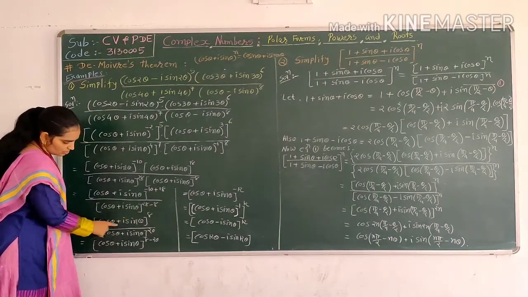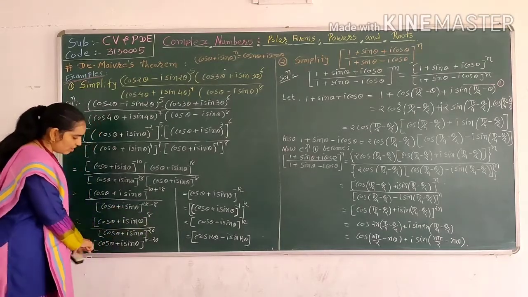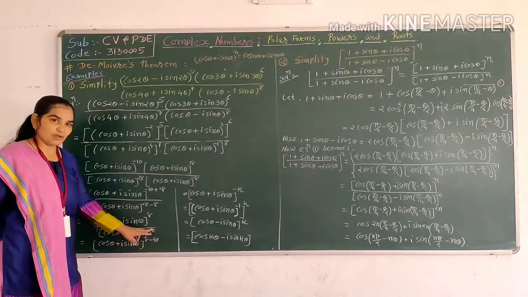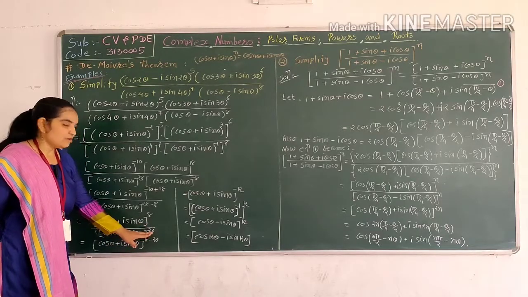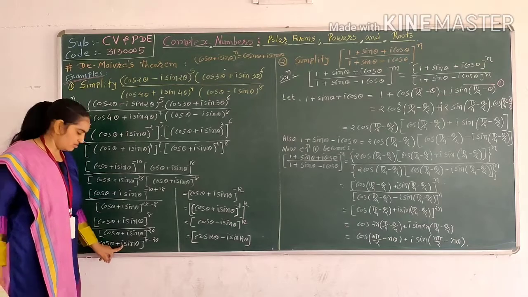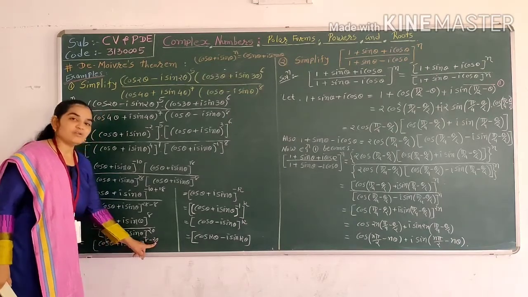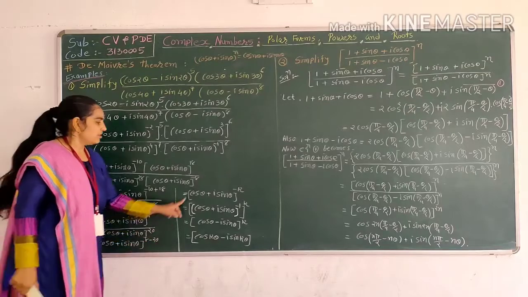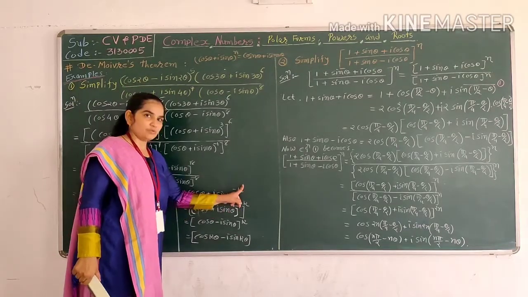Now we can write (cos θ + i sin θ)^8 divided by (cos θ + i sin θ)^20. We can write the denominator's power in the numerator. Therefore (cos θ + i sin θ)^(8−20). Now 8 minus 20 is equal to −12. Therefore we can write (cos θ + i sin θ)^−12.